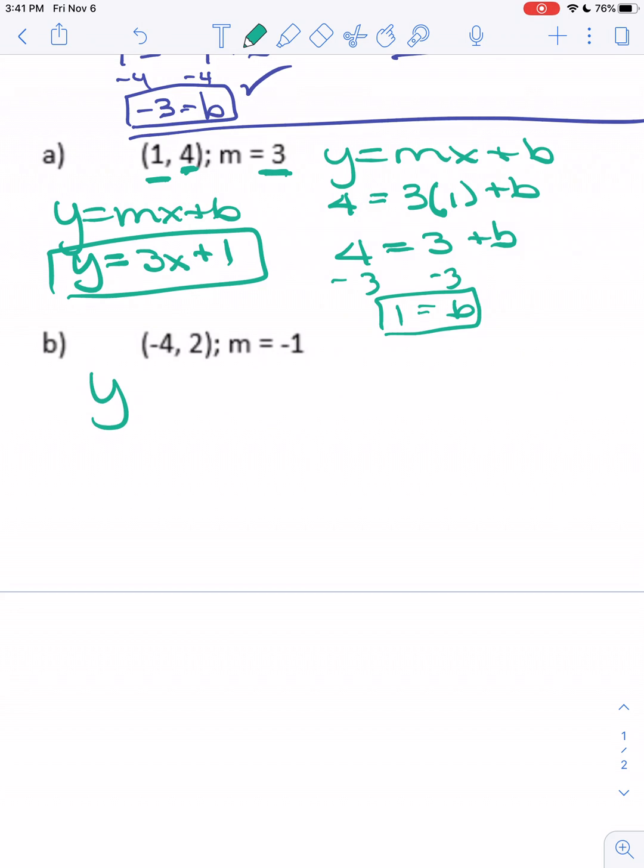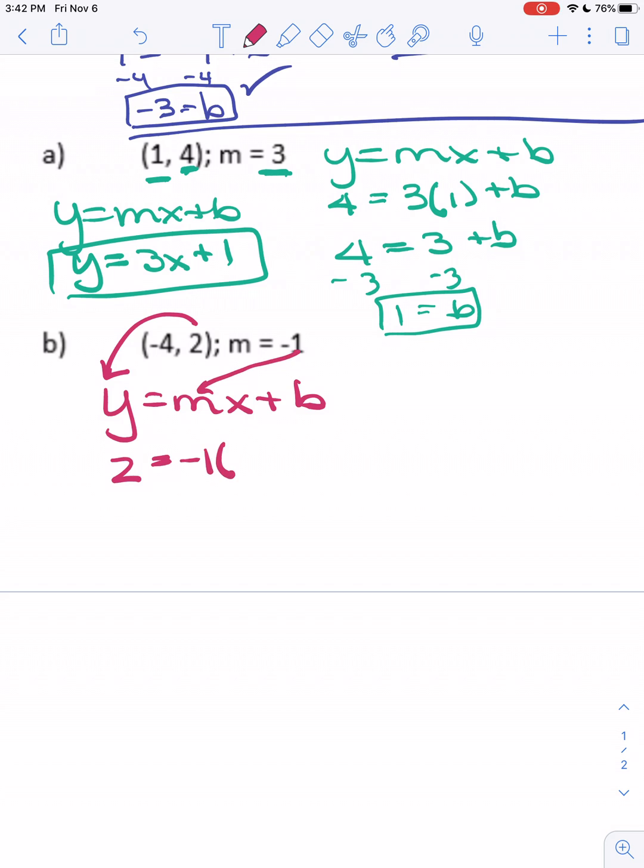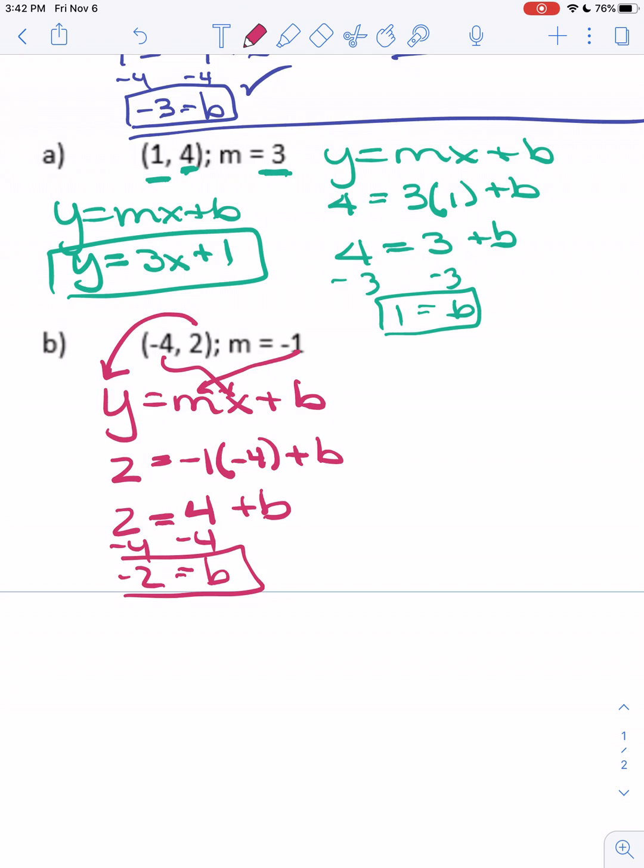Let's change colors again. Y equals mx plus b. In place of y, I'm putting the 2. In place of m, I'm putting the -1. In place of the x, I'm putting the -4. And we'll figure out what the b is. So we have 2 equals +4. -1 times -4 gives us +4. Let's subtract 4 from each side. It looks like b is going to be -2.